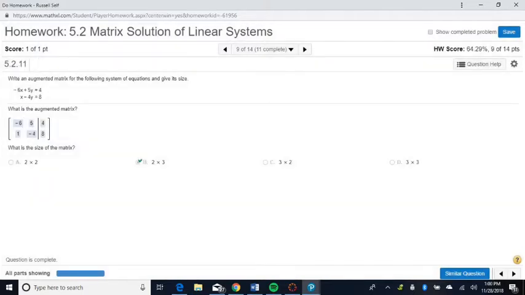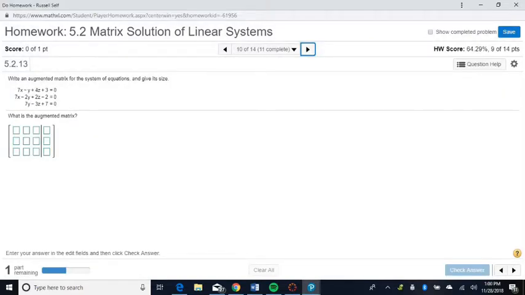Now when you look at the next one here, X's and Y's, so you're just going to put it in, and they want to know what size it is. It has 2 rows, 3 columns, so it's a 2 by 3. Okay?